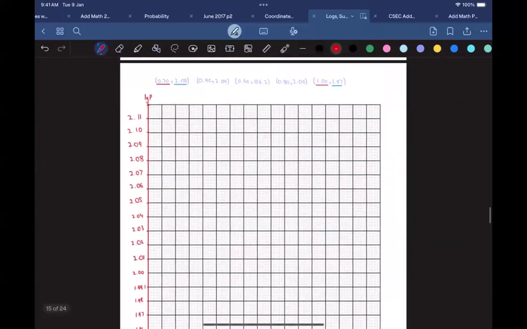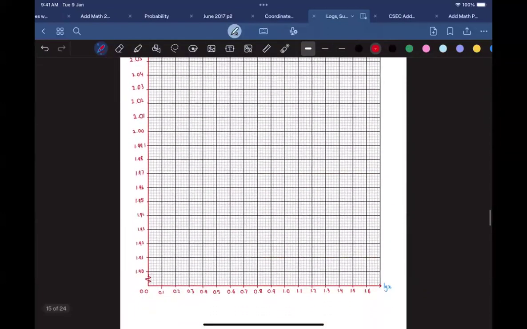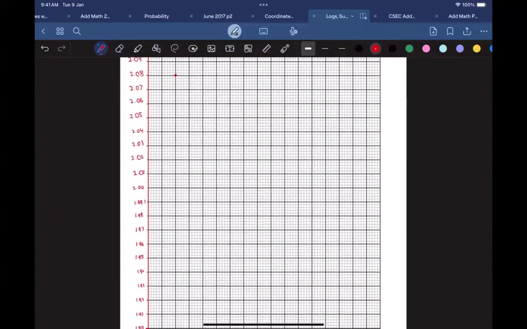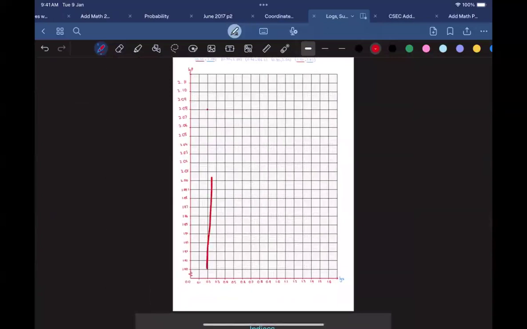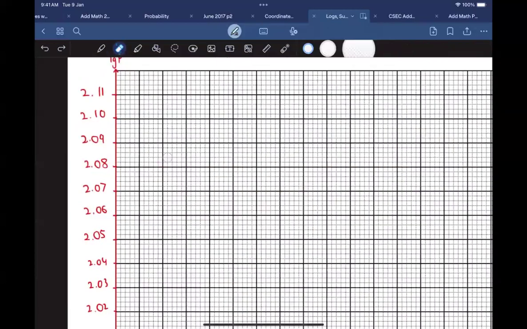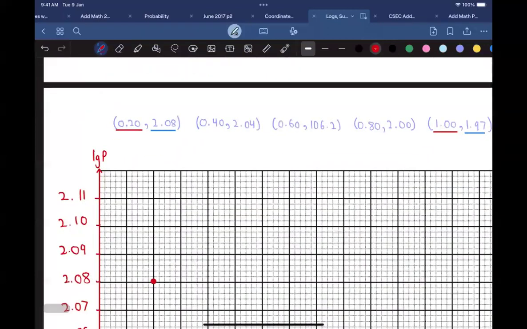So what's the first point? This point is 0.2 and 2.08. Right? So 0.2, that'll be right here. Let me know if you're confused by that. So that'll be 0.2, 2.08. Kira, what's the next point?